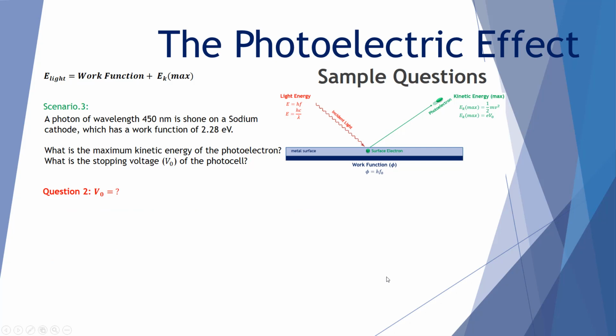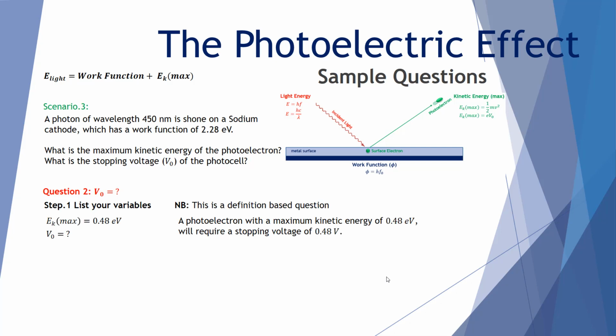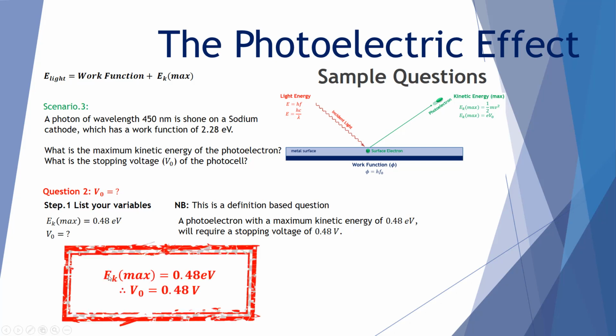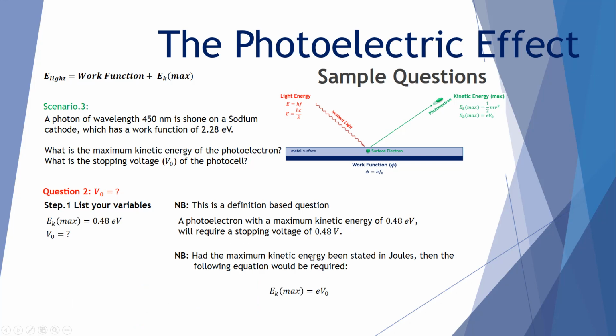The next part of this problem, scenario 3, question 2, is working out the stopping voltage of the photocell. So we list our variables. We know the maximum kinetic energy is 0.48 electron volts, and we want to know what is the stopping voltage. Now, by definition, a photoelectron with a maximum kinetic energy of 0.48 electron volts will require a stopping voltage of 0.48. We did this type of example before where these two values are interchangeable in magnitude, but the units change. So the kinetic energy maximum, being 0.48 electron volt, will require a stopping voltage of 0.48 volts. Had the maximum kinetic energy been stated in joules, then the following equation would be required.